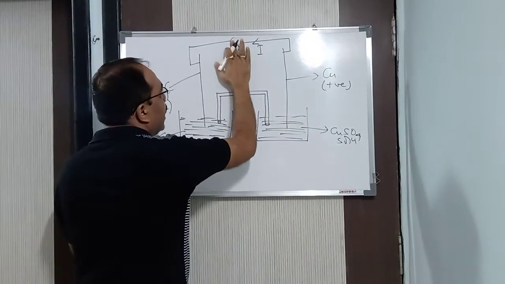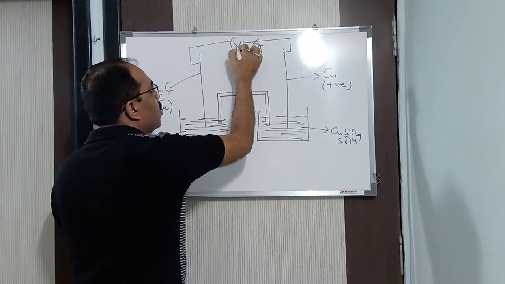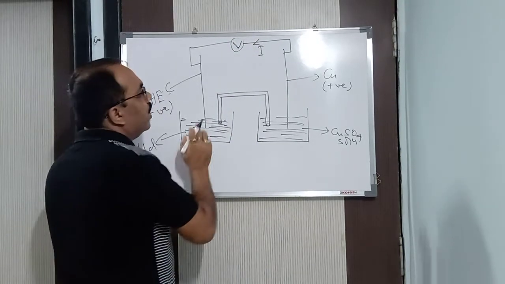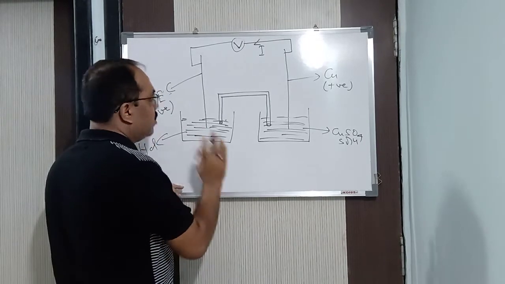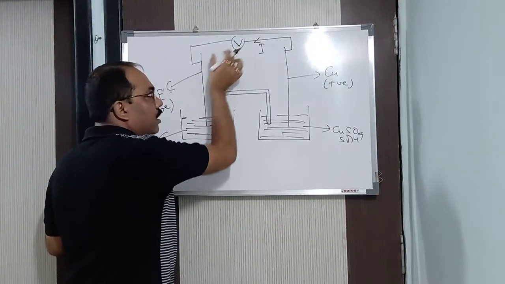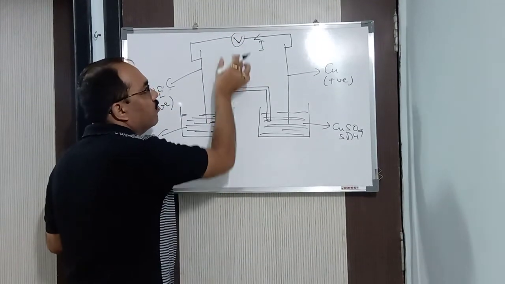Now you replace this galvanometer, because the main thing I want to calculate is the electrode potential. So you replace it with a voltmeter. Now the voltmeter will show you a particular reading. That is the electrode potential of copper, which the voltmeter shows you.